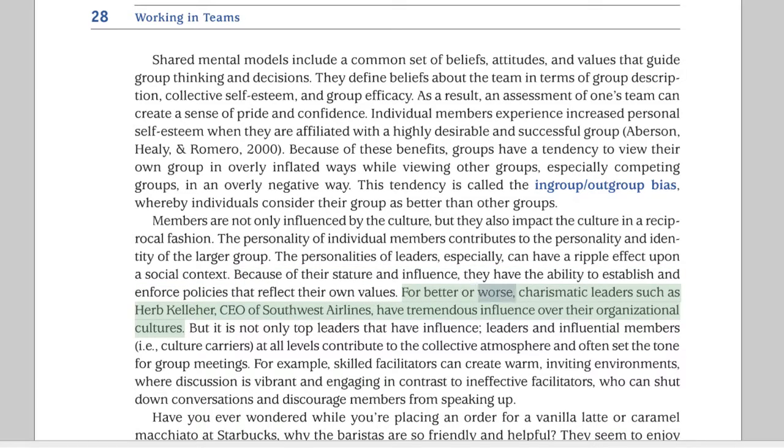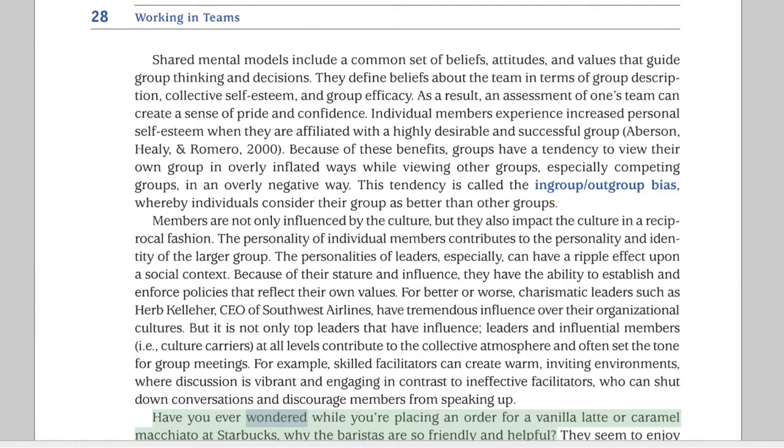For better or worse, charismatic leaders such as Herb Kelleher, CEO of Southwest Airlines, have tremendous influence over their organizational cultures. But it is not only top leaders that have influence. Leaders and influential members, that is culture carriers, at all levels contribute to the collective atmosphere, and often set the tone for group meetings. For example, skilled facilitators can create warm, inviting environments where discussion is vibrant and engaging, in contrast to ineffective facilitators, who can shut down conversations and discourage members from speaking up.